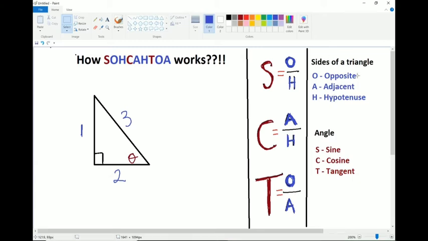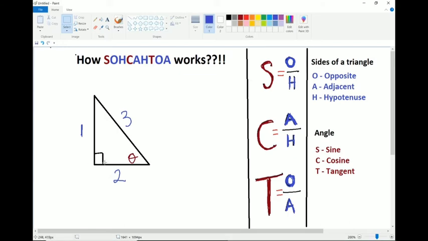Again, these are sides. We'll talk about this again when we get back to this triangle here. That's what I'm going to use to really explain it a little bit more. So the A over H means the adjacent side over the hypotenuse side. And then the last one here, you have O over A. That's just saying the opposite side over the adjacent side.